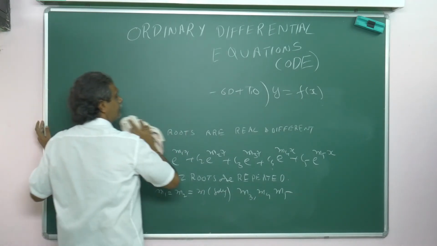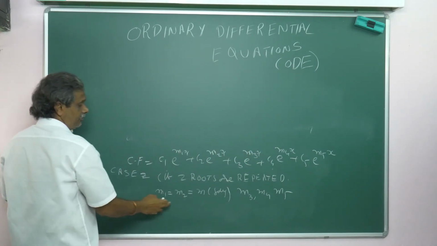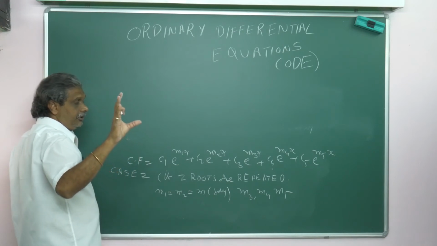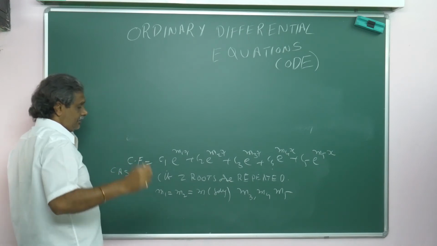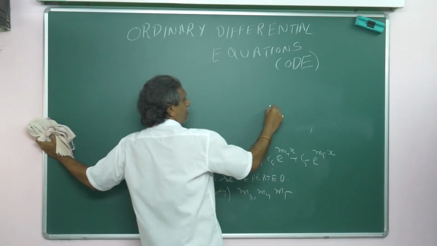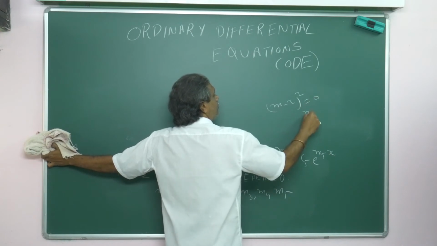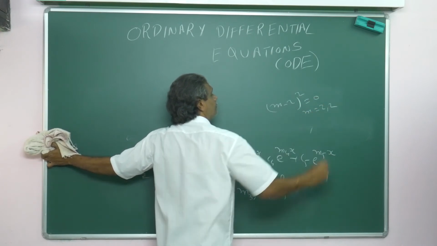Then you write CF. Here, 2 roots are repeated. I told you 5 roots means take 5 constants. So these 2 roots are repeated, you can say m. Maybe you will get a shape like this: (m minus 2) whole square is equal to 0. So m is equal to 2, 2.